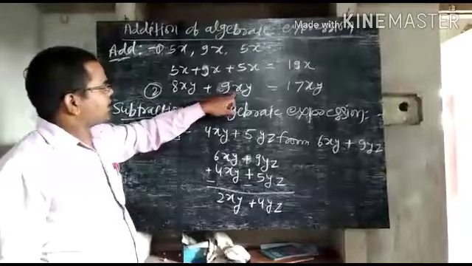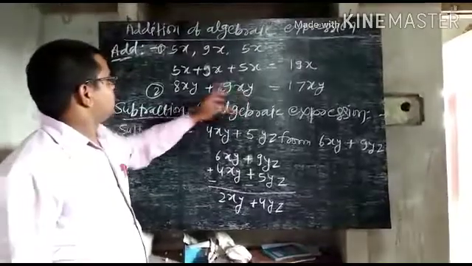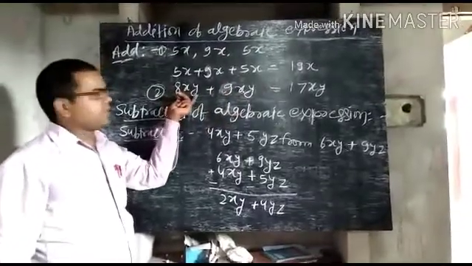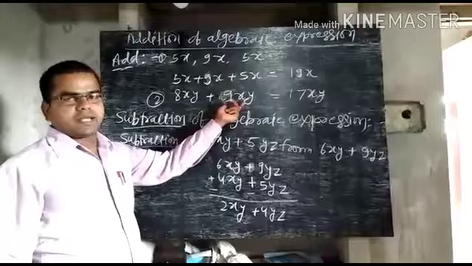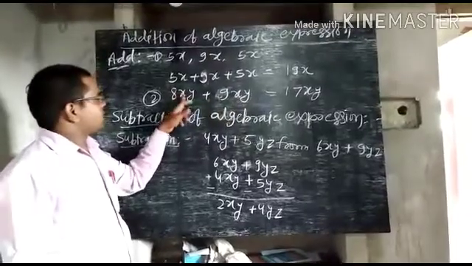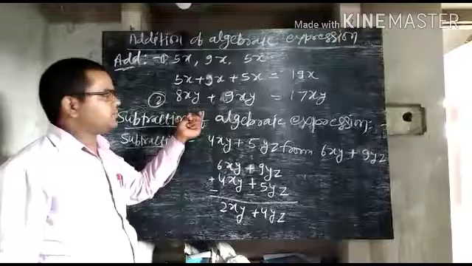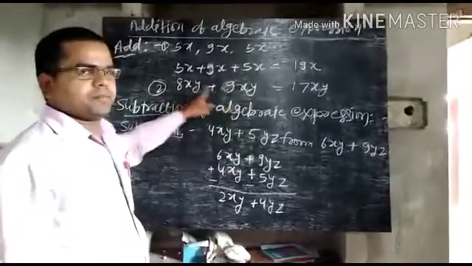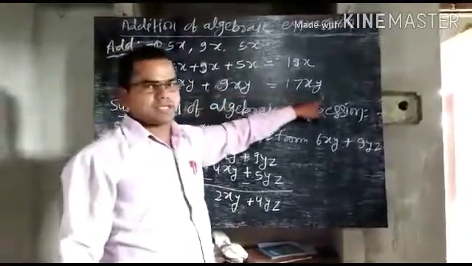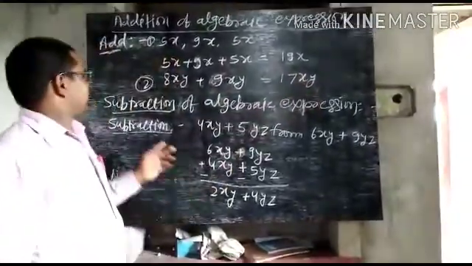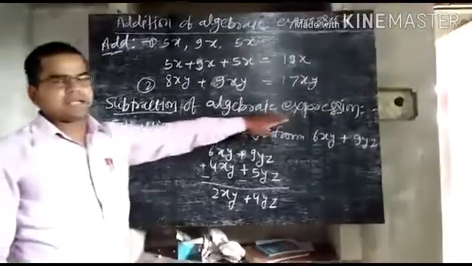Also, 8xy plus 9xy. We add this 8xy plus 9xy. We have to see that xy and xy are the same, that is like terms. So we add 9 plus 8 is equal to 17xy. Clear? Next thing, subtractions of algebraic expressions.